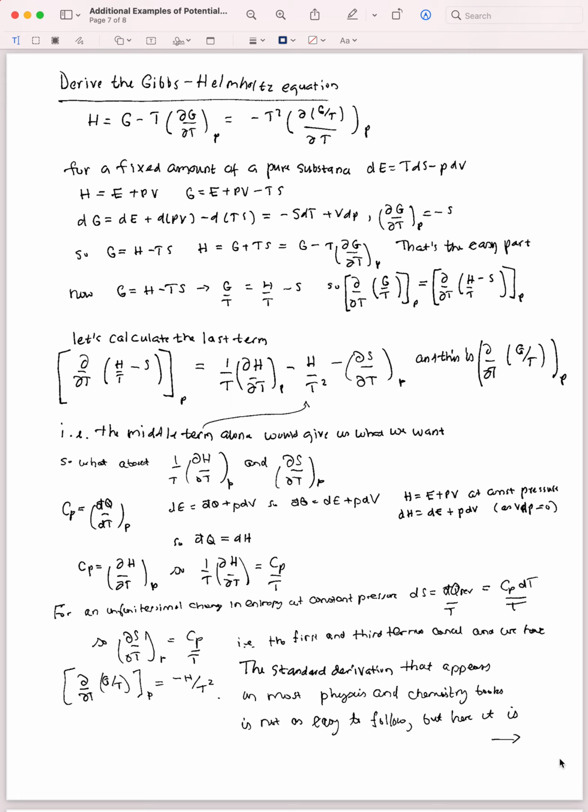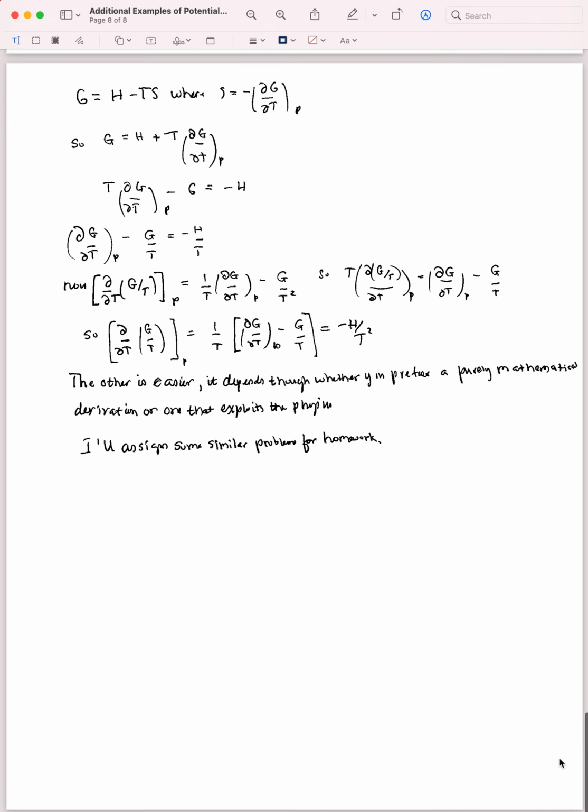The derivation of the one with T squared in it on the bottom half of this page uses physics. The derivation on the next page, this one, simply uses mathematical properties. Most people don't like this derivation, or many people don't, but it is the one that's in almost every textbook. So that's it.